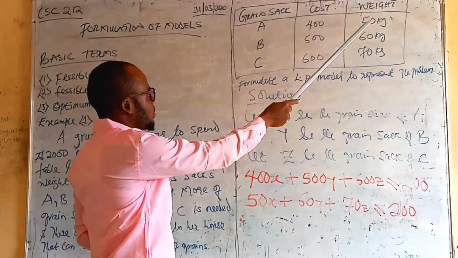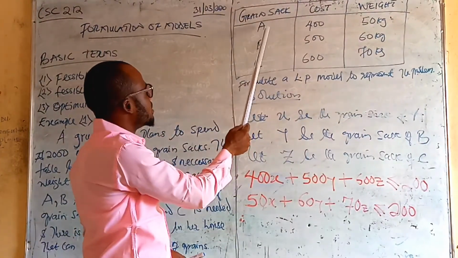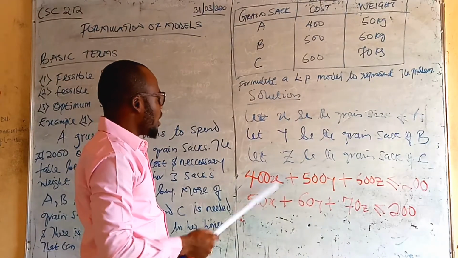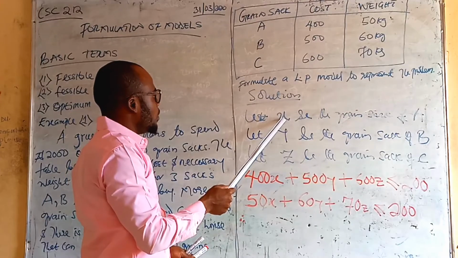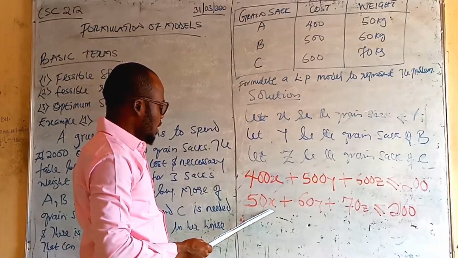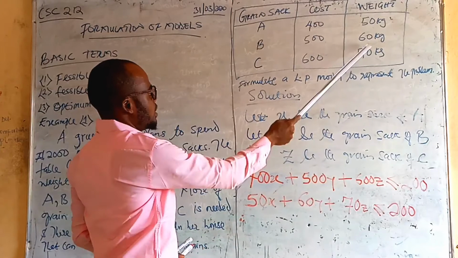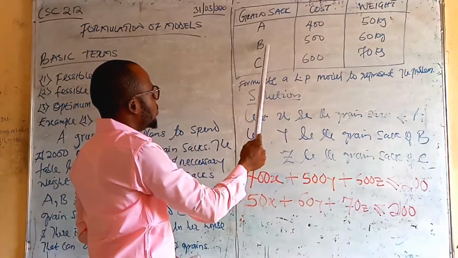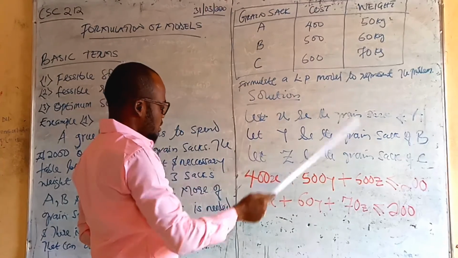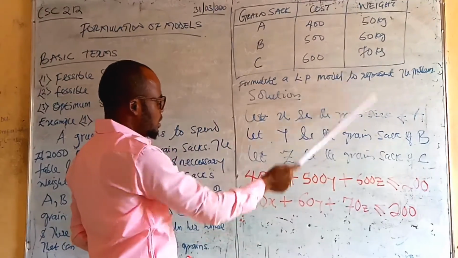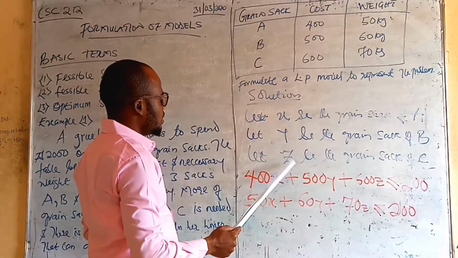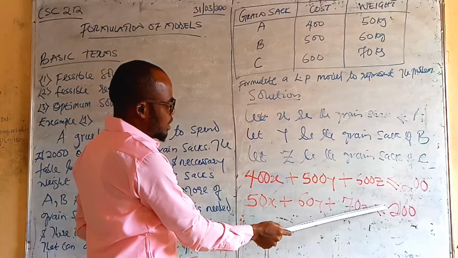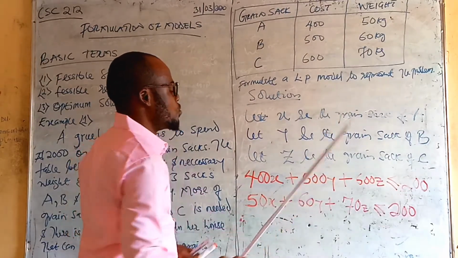So first of all, we start with the first one, that is grain sacks A, which equals 50x, because we have let x be the grain size A. Then 50x plus 60y, because we have let y be represented as size B also. Then plus 70z, because we have let z equal grain size C. Also it will be less than or equal to 200.